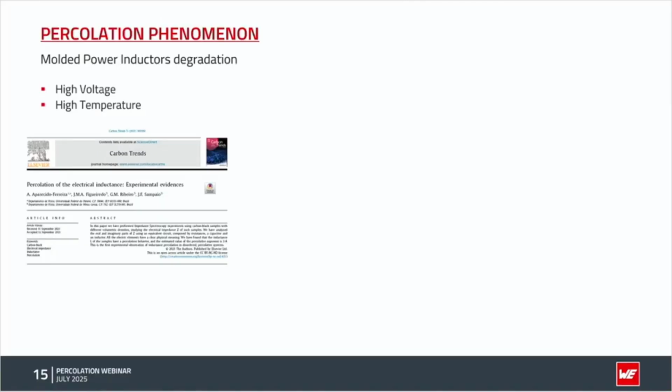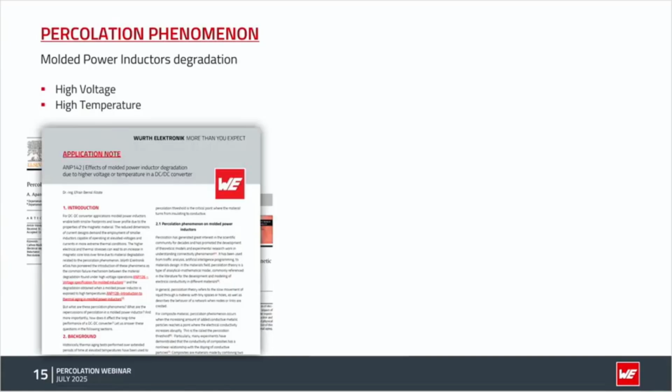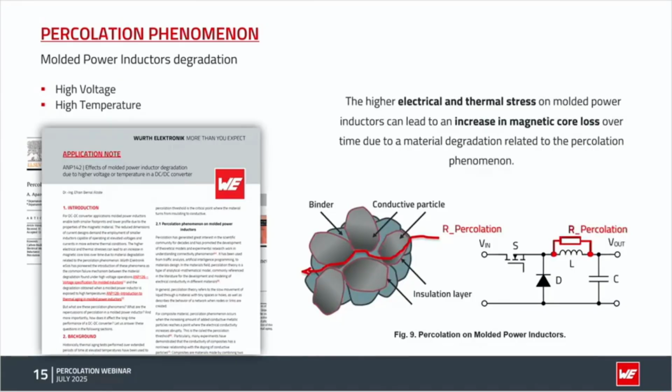But percolation is not a new phenomenon. So we already know that percolation exists, and we already know about degradation, but we already released an application note to summarize these findings. Before, we had an application note related with the voltage specifications, and we have another one regarding thermal aging on molded power inductors. But here is the summary of this percolation. We can model it by putting a resistor in parallel to the inductor.